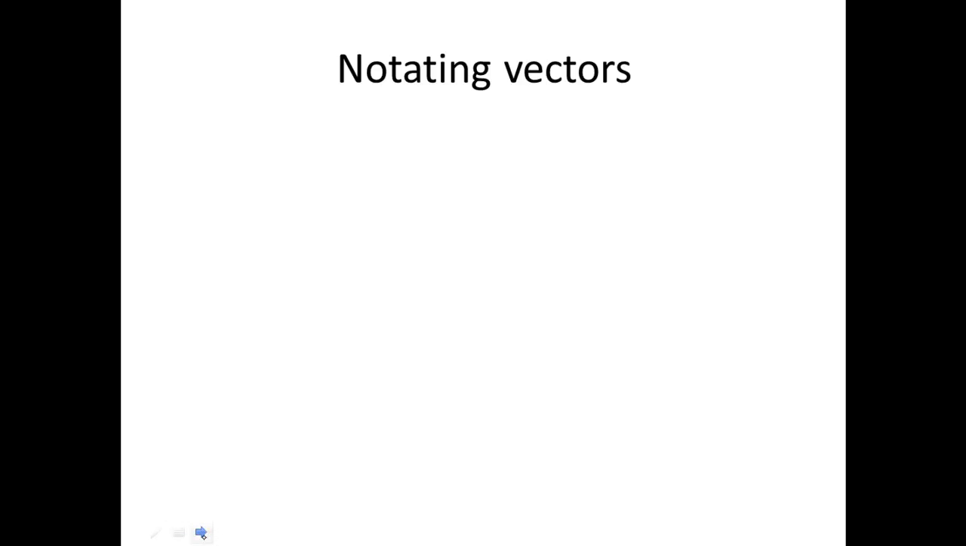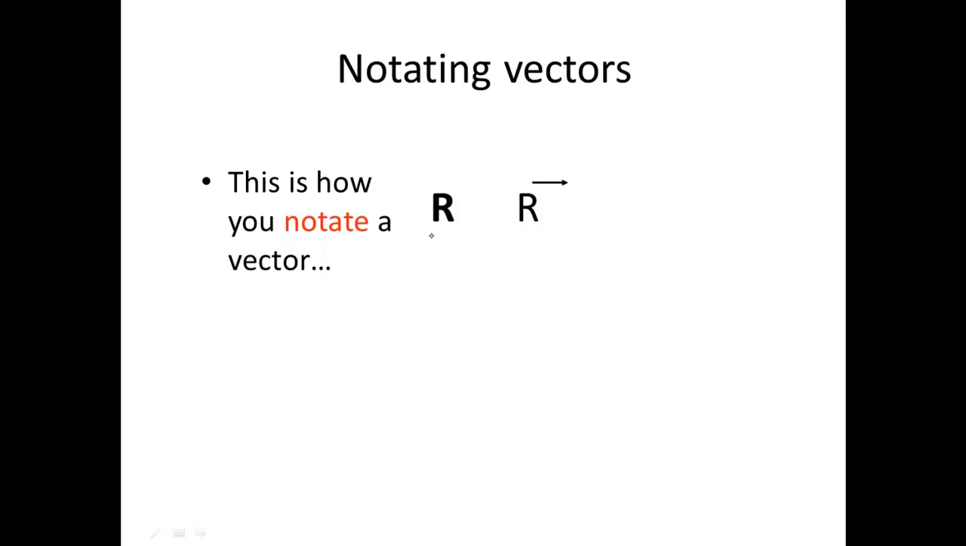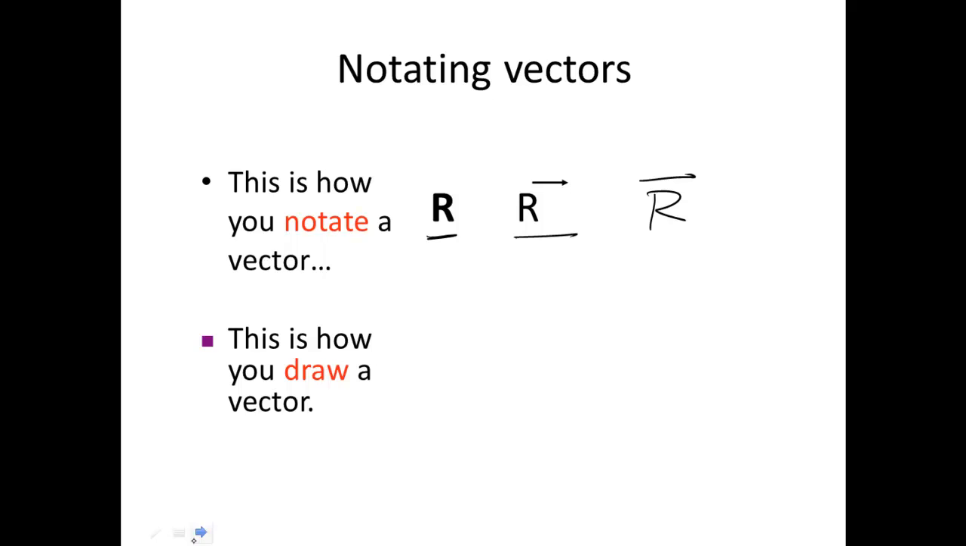All right, now notating vectors. This is how you notate or write a vector. Either a bold R or an R with an arrow over it. Because my professor used an R with that kind of arrow, that's the kind of symbol I use for vectors.